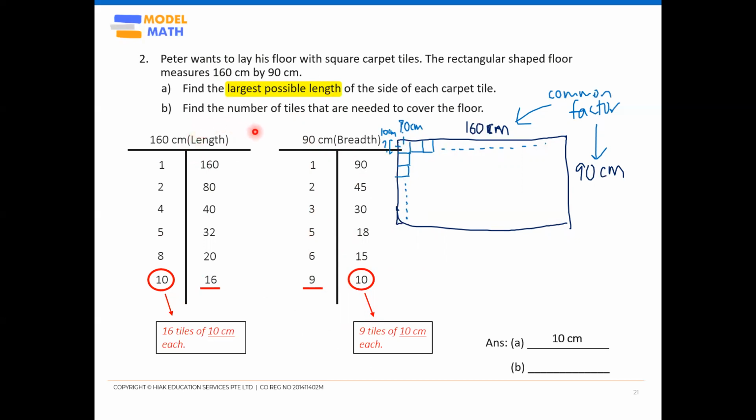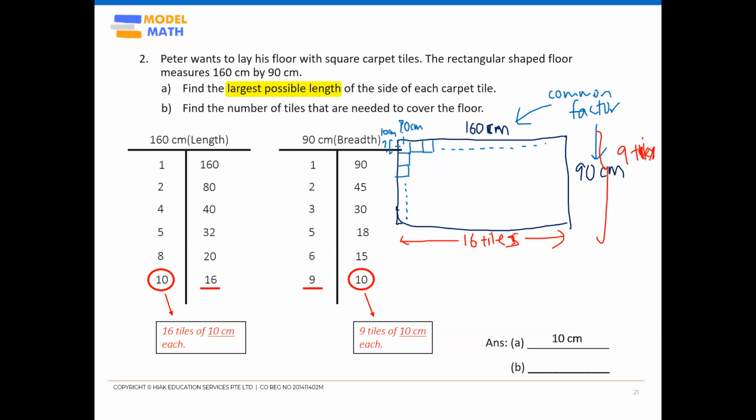Part B, find the number of tiles that are needed to cover the floor. Okay, so what we understand now is that there are 16 tiles along the lengthwise. Okay, 16 tiles along the length. And breadth-wise, I know it's 9 tiles, correct? So there are 9 tiles along the breadth. Okay, I'm just going to write that down quickly. So there are 9 tiles along the breadth. Okay, so this is tiles.